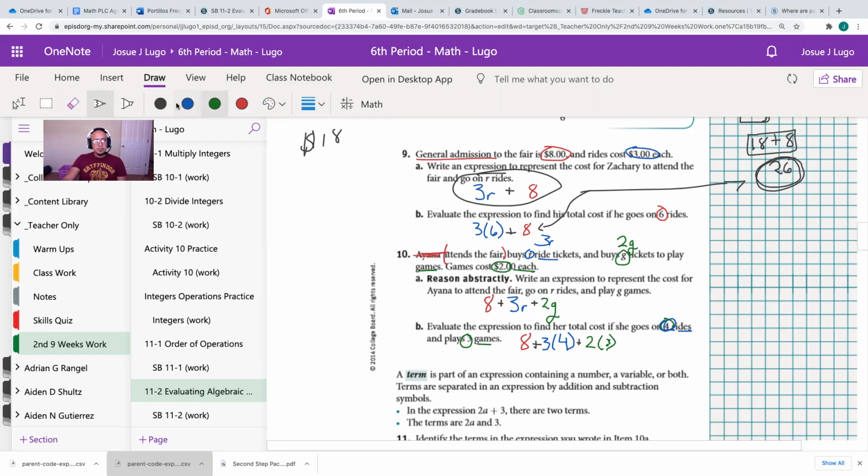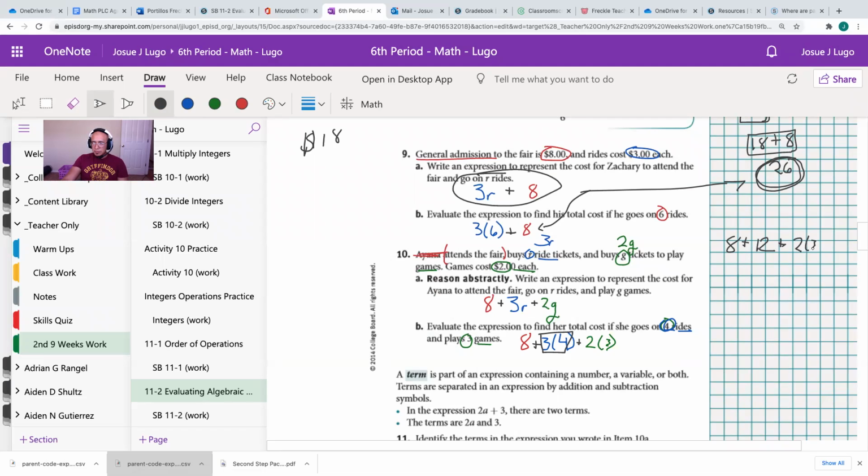All right, let's go ahead and work this out. I'm going to work it off here on the side. So you have 8 plus 3 times 4. So we have addition, multiplication, and multiplication. So let's begin with multiplication. So 8 plus 3 times 4 is 12, plus 2 times 3 is, well, 2 times 3.